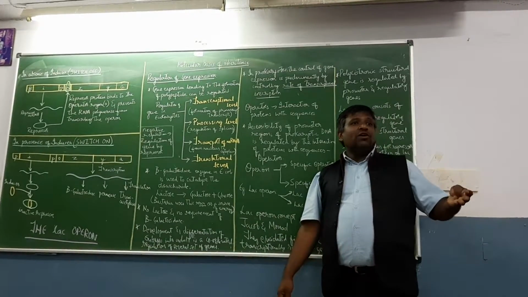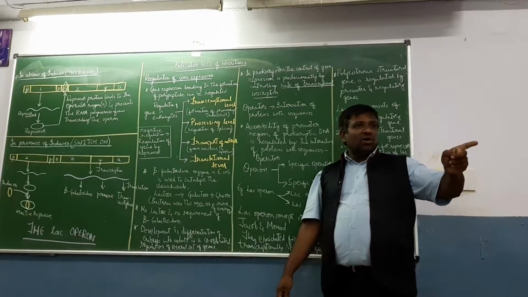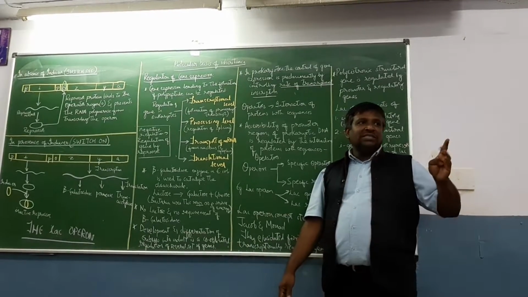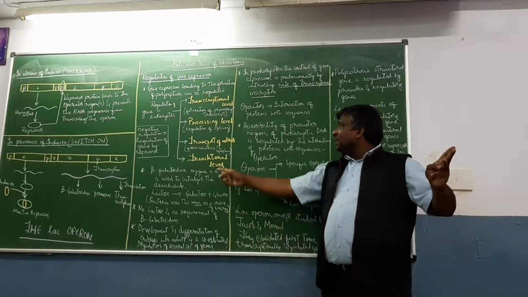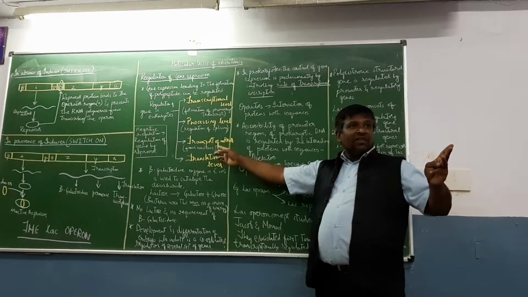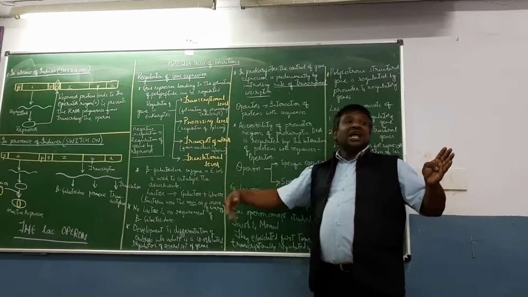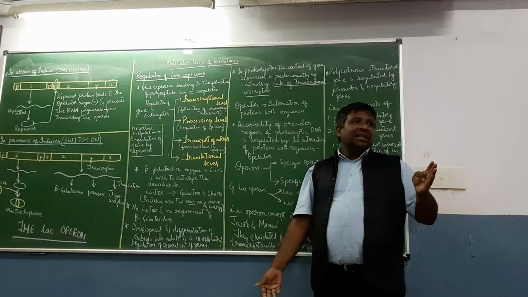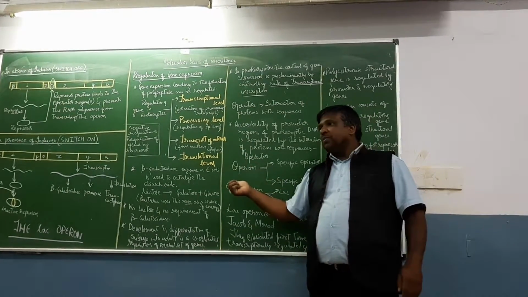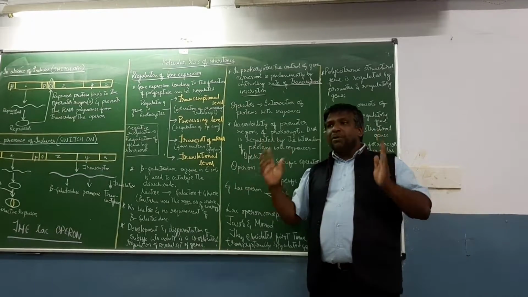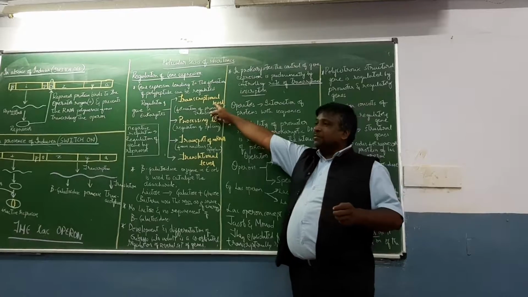So in eukaryotes the genes can be regulated, switched on or switched off at four levels: transcriptional level, processing level, then the transport of mRNA from nucleus into cytoplasm, and the fourth is the translational level. That is, during translation the gene can be switched on or switched off. But in prokaryotes predominantly the genes are switched off at the transcriptional level.